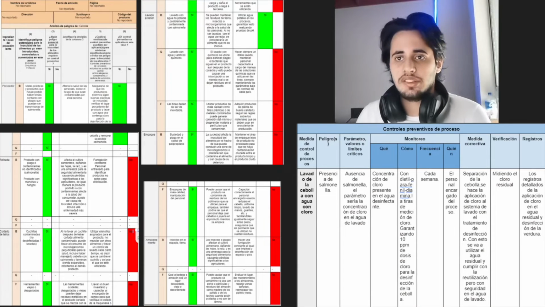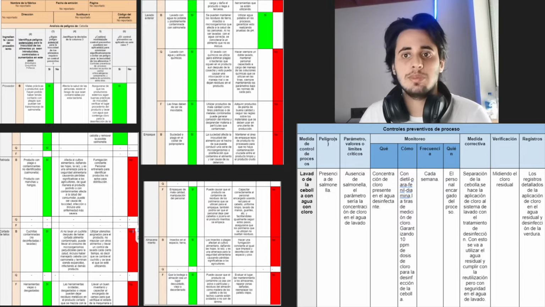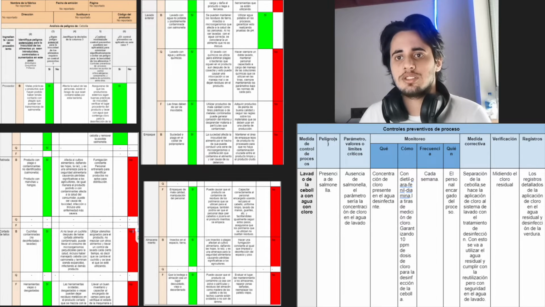What we did here was a hazard analysis, where we listed all the possible dangers that could be noticed from the supplier all the way up to the storage before distribution. On the second chart, we made a preventive control plan based on the main problem, which was the presence of salmonella in onions. This way, we defined the monitoring phase as follows.